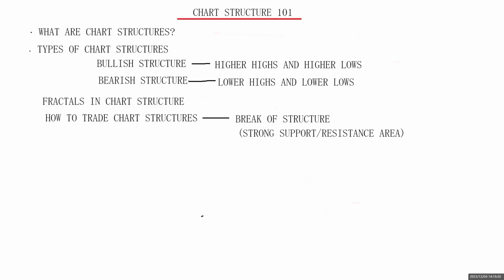And whatever structure is broken, just like I told you, I take my profit at the 100.0 of that structure if I'm in the direction of trend. And if it's a retracement, I take my profit at 61.8 of that structure. Okay, so how to trade chart structures, break of structure, very important. Like I said, a break of structure happens at a strong support and resistance area. That's why this is bracketed.